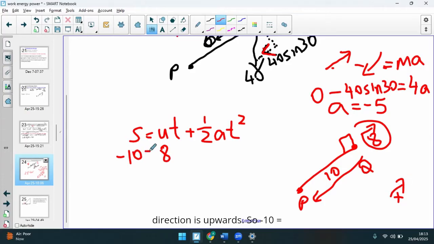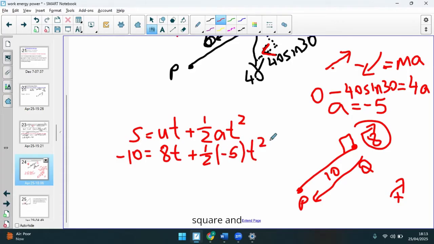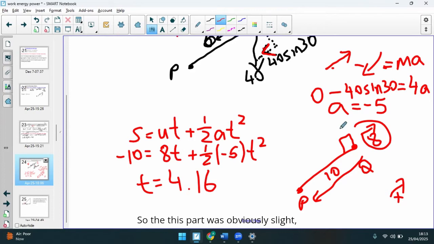So minus 10 equals 8t plus half. A was minus 5 and t squared. And if you solve this, you get t equals 4.16. So this part was obviously slightly tricky with the plus and minus.